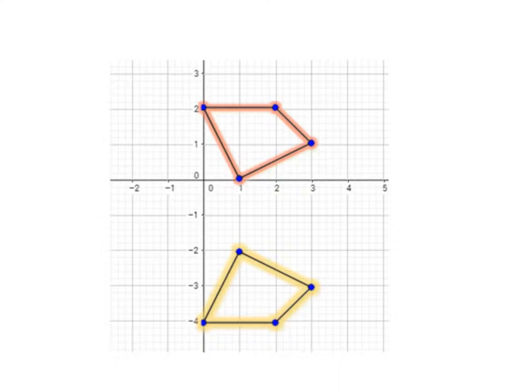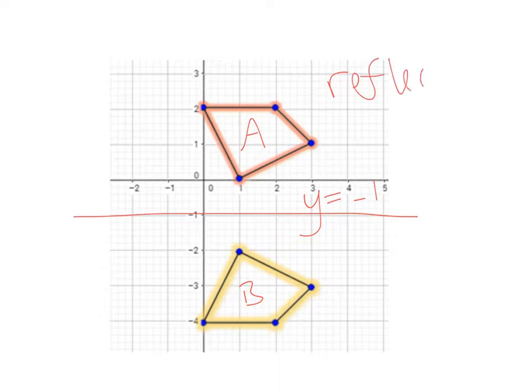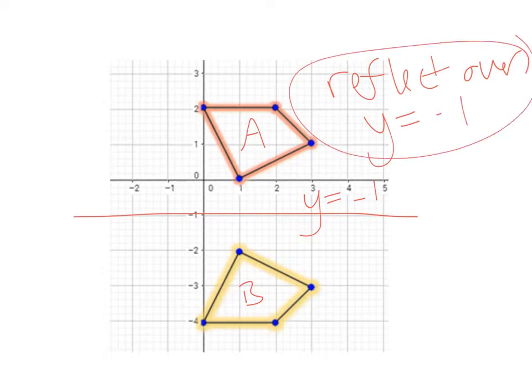Well, if I were to draw a line in right here, that would be our y equals -1, right? Y equals is a horizontal line. If I would reflect over that line to go from, we'll call it A to B, that would be reflect over y equals -1. Okay, that'd be describing our transformation. That's what we'd be asking you to do there.